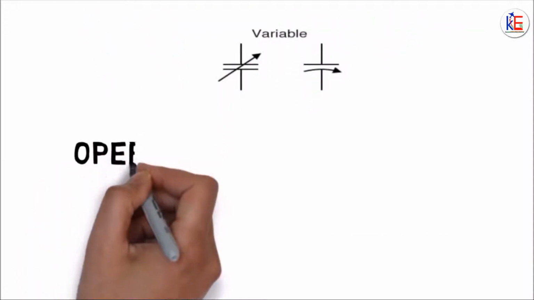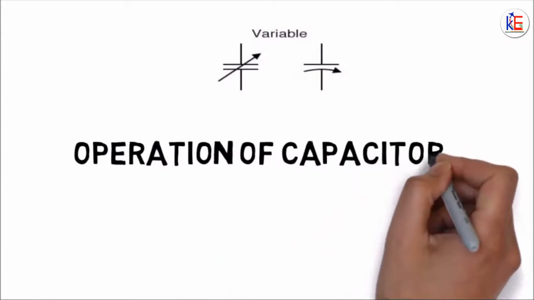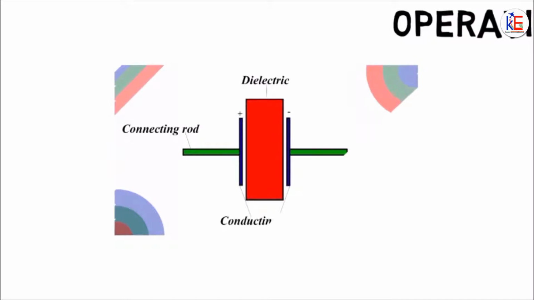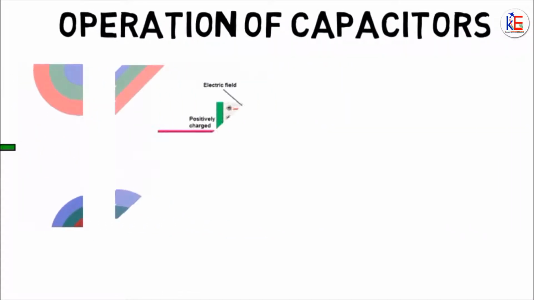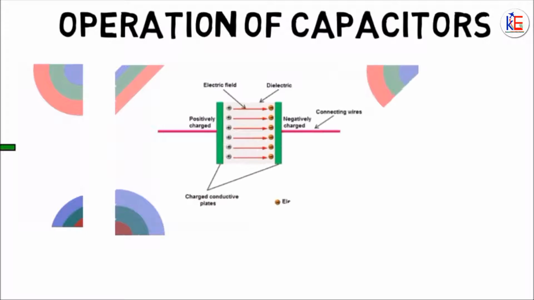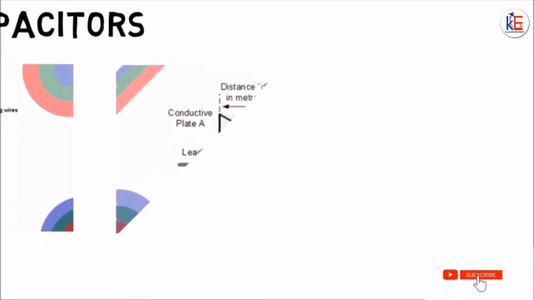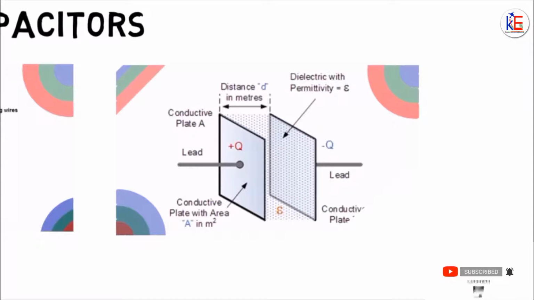Now let's look at the operation of capacitors. The basic makeup of a capacitor can be seen as two plates with opposing polarities put closely to each other with a dielectric or an insulator between them. When a capacitor is charged, charges at the plates attract each other but cannot get across the dielectric.